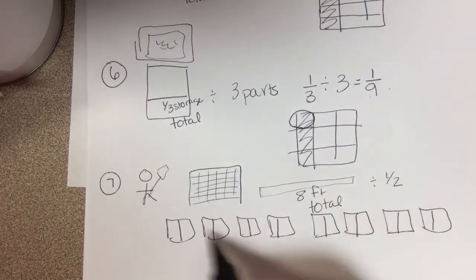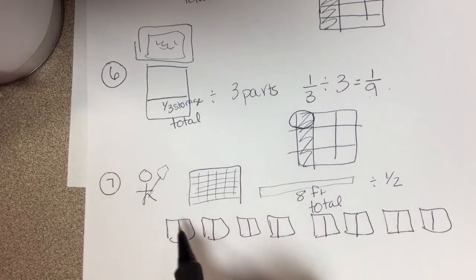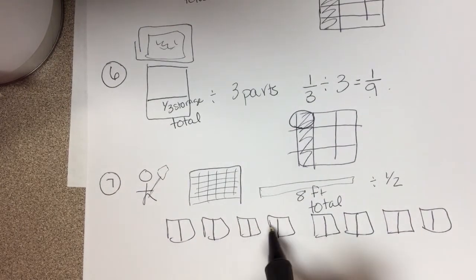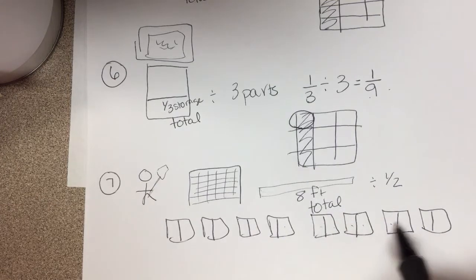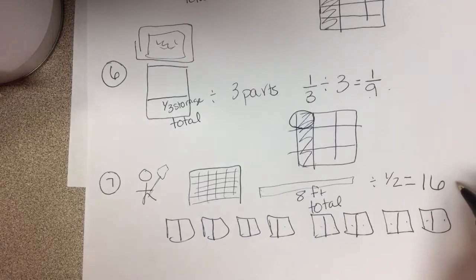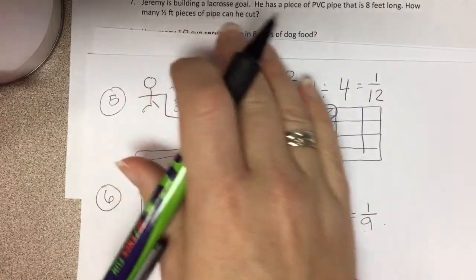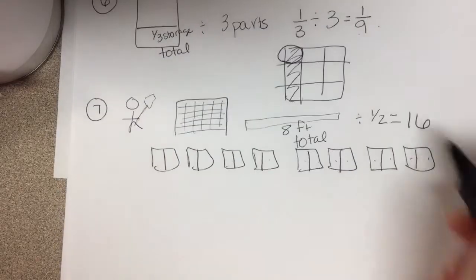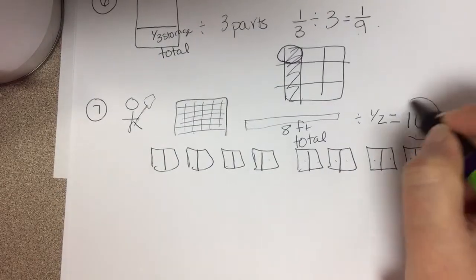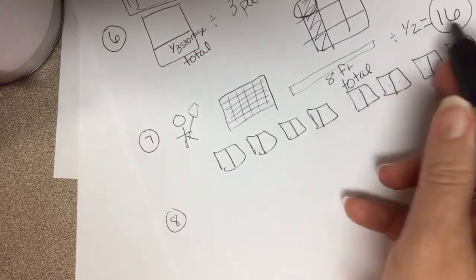First step, draw the first number. Second step, cut it into the right number of pieces. Third step, count. 1, 2, 3, 4, 5, 6, 7, 8, 9, 10, 11, 12, 13, 14, 15, 16. That would not make sense if I ended with a fraction because the question said, how many pieces can he cut? He can cut 16 pieces. I start with a whole, I end with a whole.